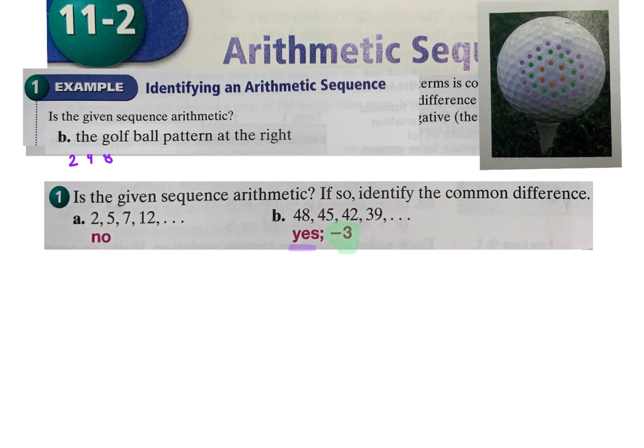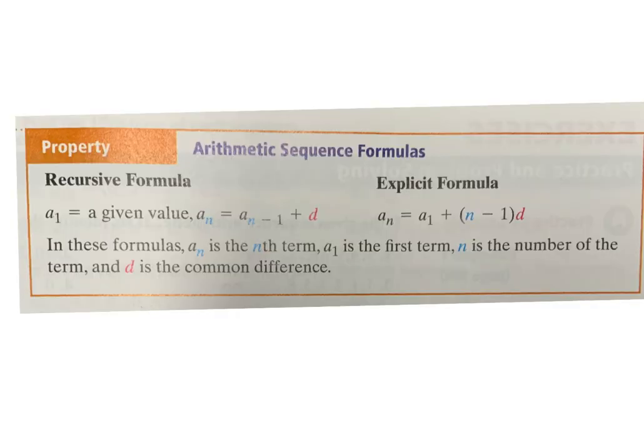So let's look at the recursive formulas here. 2 types of formulas. We've talked about what recursive means. For any arithmetic sequence, your recursive formula is going to be exactly the same. If I want to find a specific term, a sub n, I can look at the term in front of it and I can add the common difference. For every single arithmetic sequence, that will be your recursive formula.